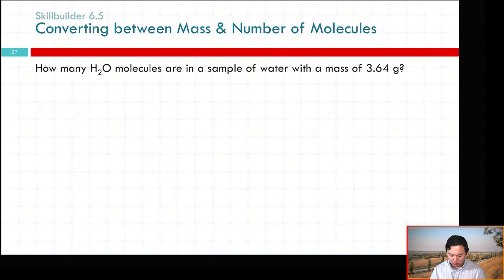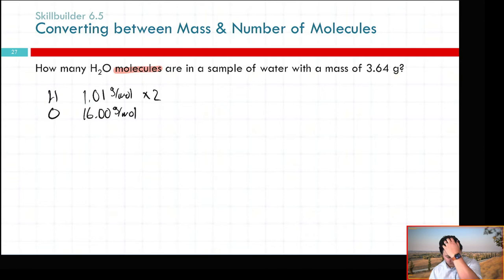So how many water molecules are in a sample of water with a mass of 3.64 grams? So now we're going to be taking this one step further, right? It can be helpful: we want water molecules, not moles of water, water molecules. But again, we need to start by calculating our molecular mass for water, which is one of those you will probably end up memorizing. So we have hydrogen, 1.01 grams per mole. We have oxygen at 16.00 grams per mole. We have two hydrogens, so we're going to multiply that by 2. And for H2O, we'll get 18.02 grams per mole.